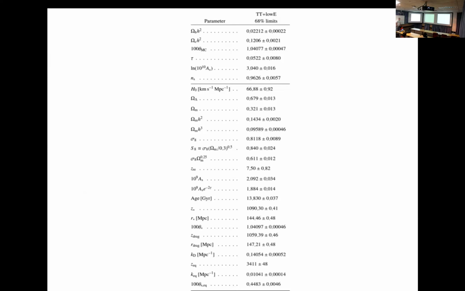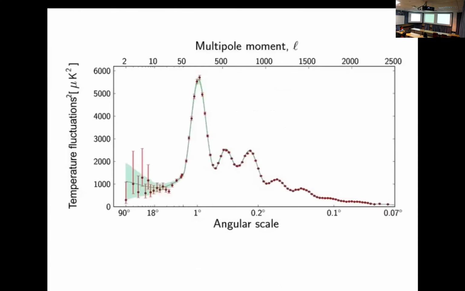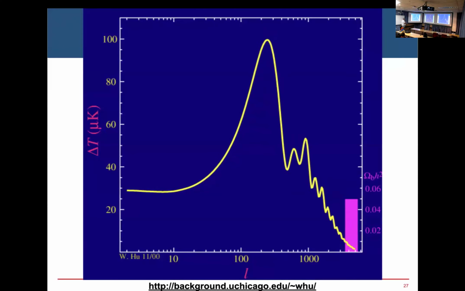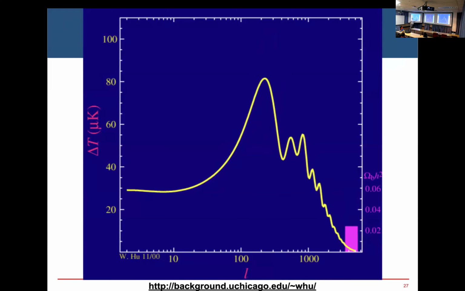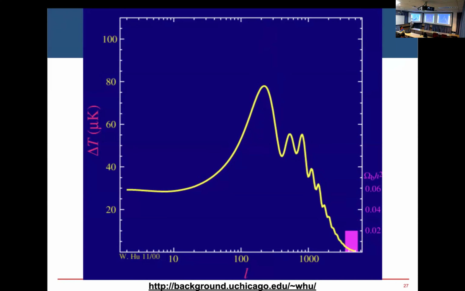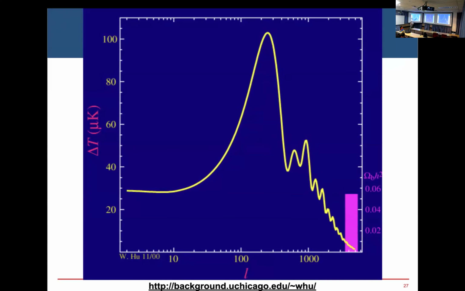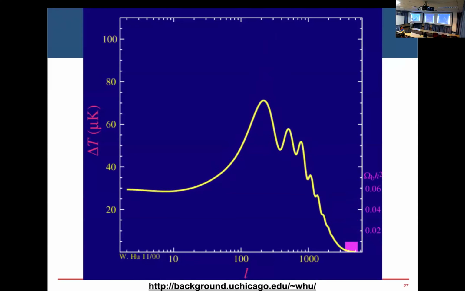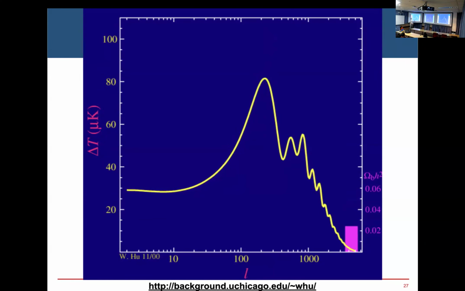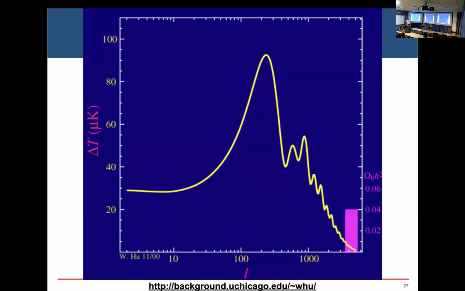Sorry, is each of these parameters one of those multipole moments? No, each of those parameters is a way to change this shape. We'll change this shape in a different way. For example, the height of that peak there is related to the baryons. Now there are some degeneracies, other processes that affect the peak. But you can imagine just moving the peak up and down until it lies right on the data, and that's telling you the baryon density, the baryon fraction of the universe.